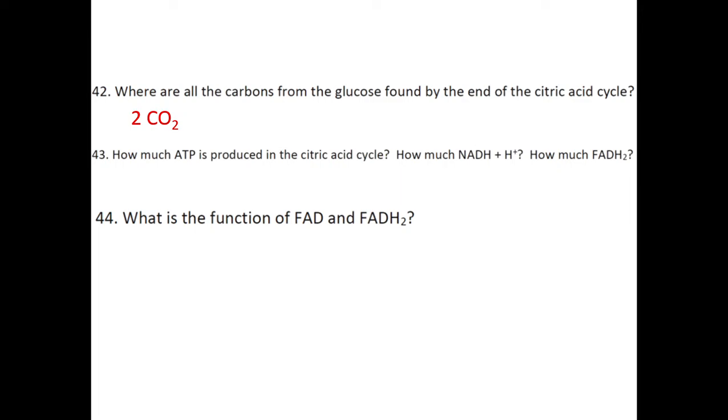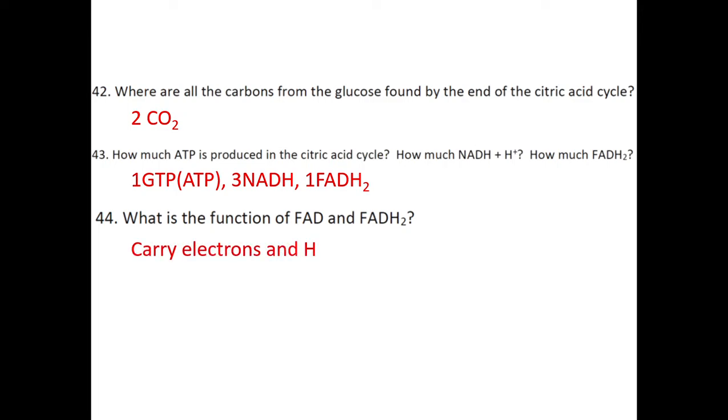All right, so 43, how much ATP is produced in this cycle? Only 1, right? Only 1 ATP or 1 GTP for 1 cycle. How much NADH? 3 NADH and 1 FADH2. Next, what is the function of FADH2? The same as NADH, to carry electrons and H+. So again, H+ is pretty important here.